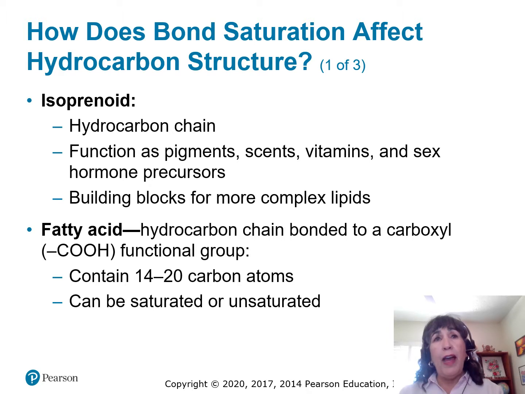We also have fatty acids, and a fatty acid is a hydrocarbon chain, or like a small isoprenoid, but it has a carboxyl group at one end. Remember, carboxyl groups are functional groups, and it's COOH. So we find these at one end, and we can say that a fatty acid is either saturated or unsaturated.